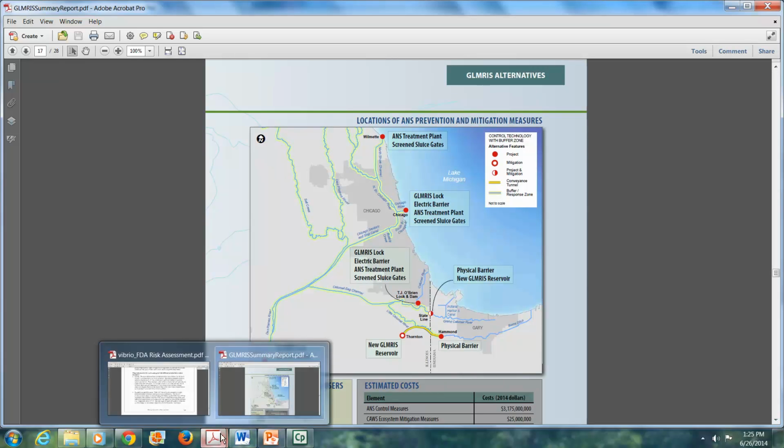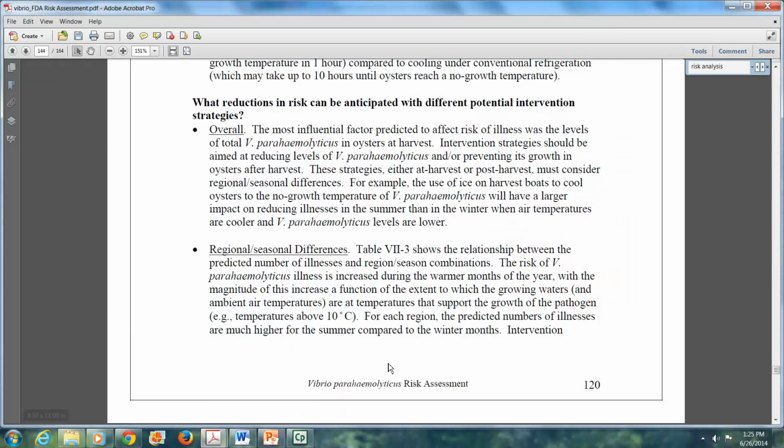We're now going to switch to the Vibrio risk assessment. Here we have in bold the questions that were asked of risk assessors. And the one that's relevant for risk control here is what reductions in risk can be anticipated with different potential intervention strategies. And if you were to read through this section of the report, you would find what risk control measures have been considered.